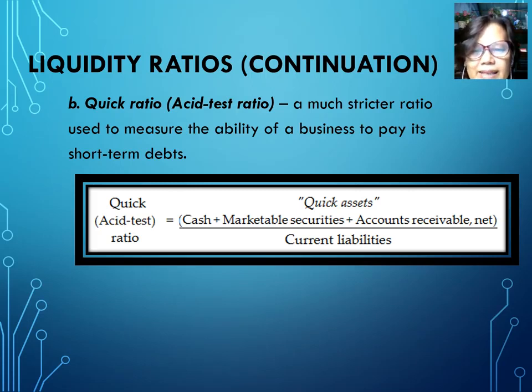So, yung tinatawag nating quick assets. Quick assets in the sense that it can be readily convertible into cash. So, remember that marketable securities is next to cash. Okay, hindi kasama dito ang inventory kasi mas madaling ma-convert ang tatlong items na ito. Cash, marketable securities, and accounts receivable. Samantalang yung merchandise inventory, ibebenta mo muna.